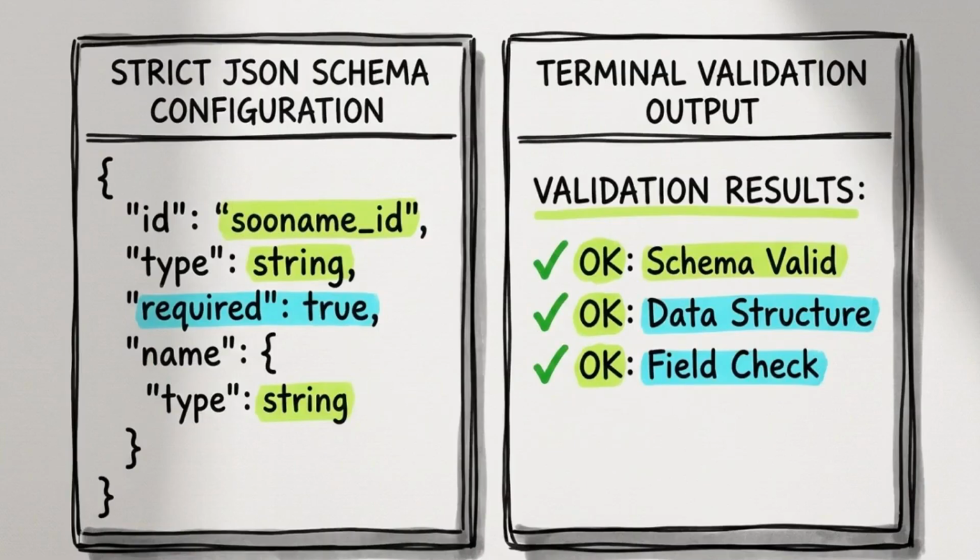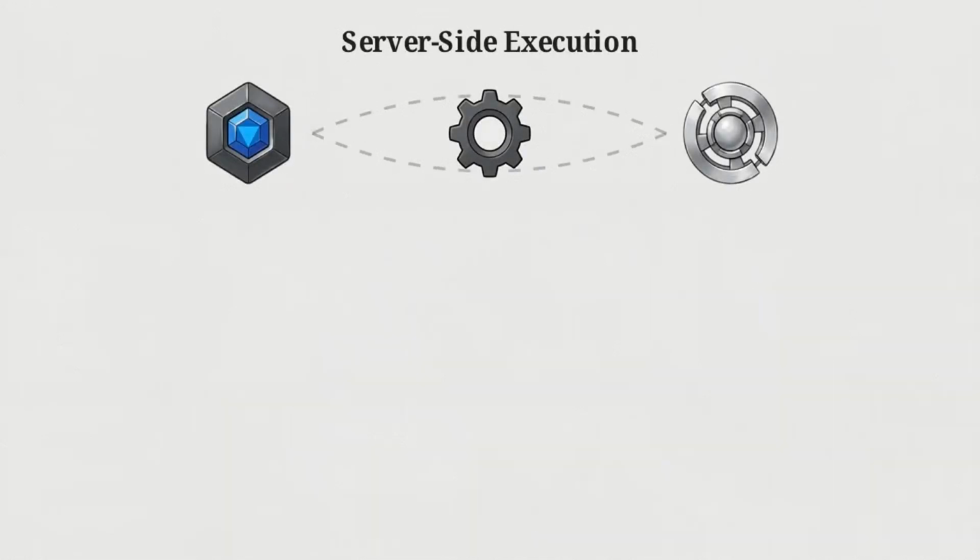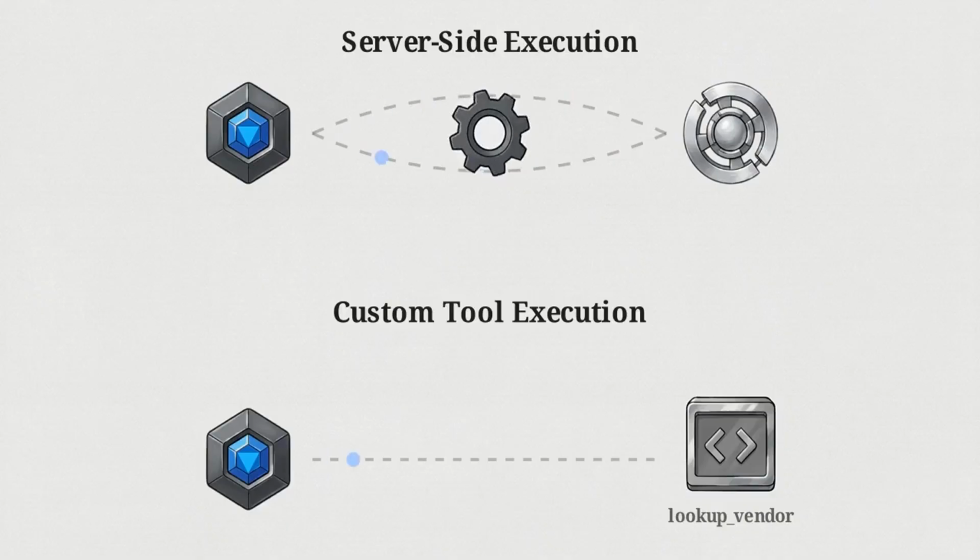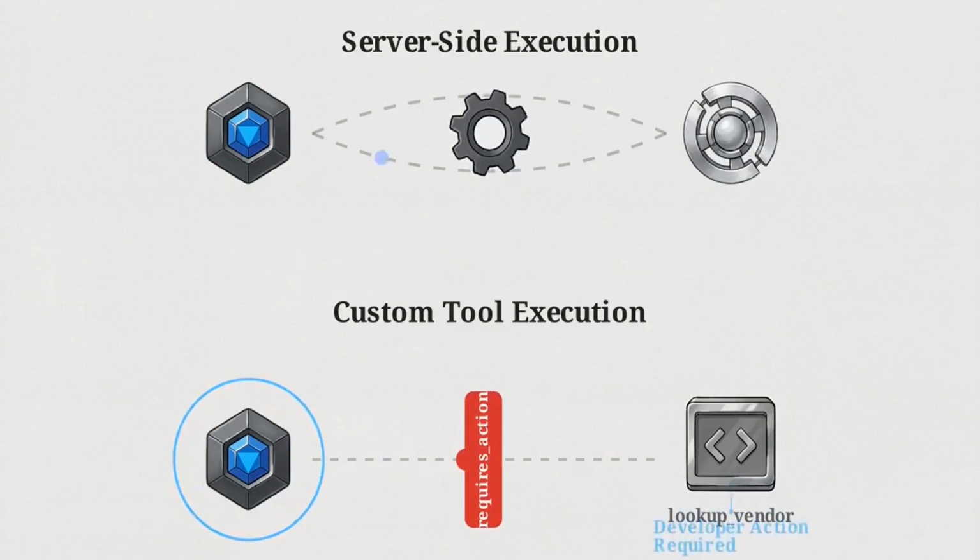The top half shows server-side execution. When the agent calls bash, the stream flows continuously. Now observe the bottom half. When we trigger a custom tool, the execution stream halts, changing your role to an active participant. This halted state is not a timeout.